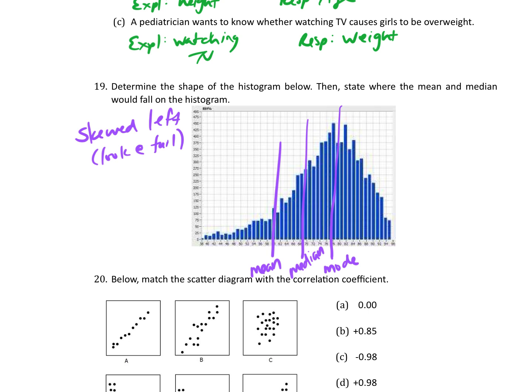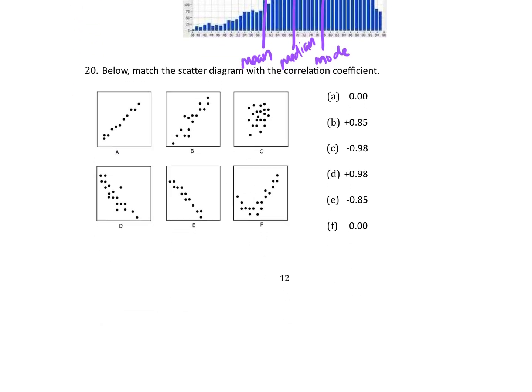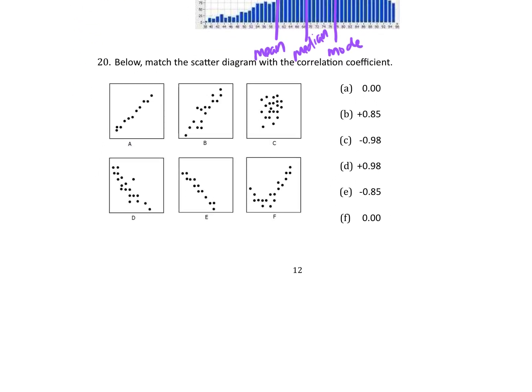Okay. All right, below, match the scatter diagram with the correlation coefficient. Okay, so pick the easy ones. A is D. Which one's C? C is E. Remember, this is a slope. This is close to positive 1. This one's close to negative 1. E is C. So that's E. This is A, B is D.